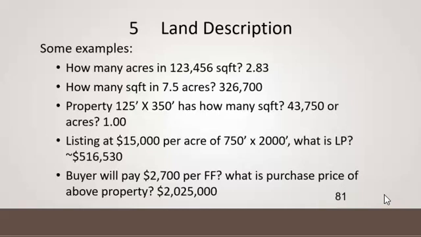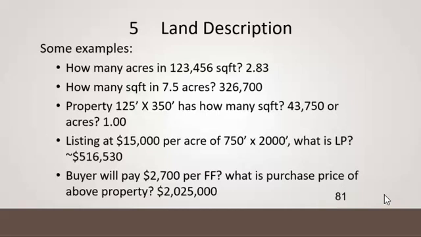So how many square feet are there in 7.5 acres? Let's go the other way. Farmer tells you, I've got 7.5 acres and I need to know how many square feet are in my land. You would take 7.5 acres times 43,560 square feet. You end up with 326,700 square feet in that farmer's land.